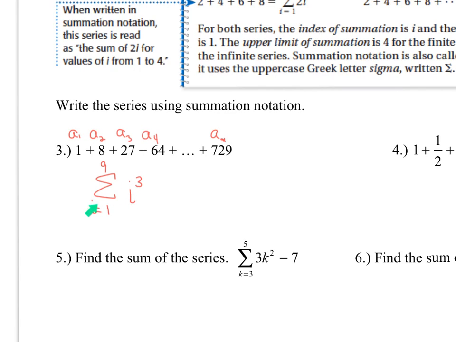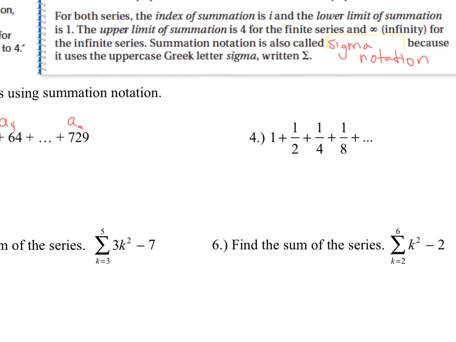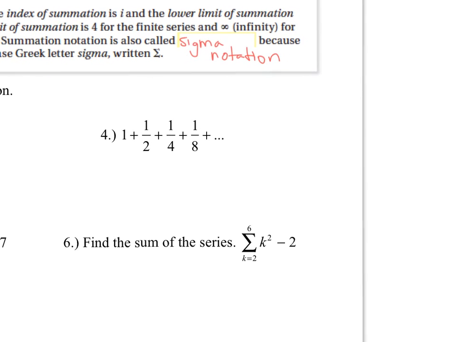When we write this out, it would be i cubed, so you would plug in a 1. 1 cubed is the first one that we see here. Then you go to the next integer, 2, and plug in 2 for i. 2 cubed is 8, so you add on the next one. Then you go to the next integer, 3, and cube that. 3 cubed is 27, and so forth until you get to the very last one, which in this case happens to be 9. 9 cubed is 729.